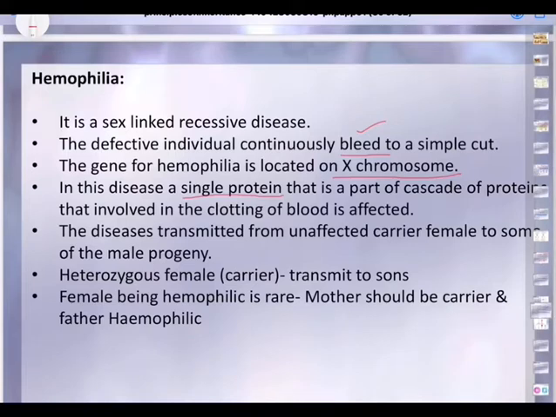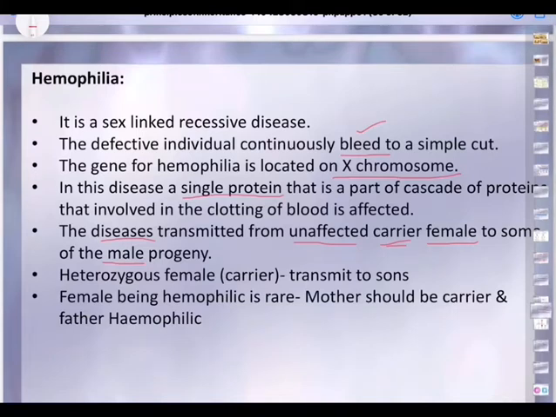The gene for hemophilia is located on the X chromosome. So it is sex chromosomal inheritance, and in particular X chromosomal inheritance. In this disease, a single protein that is part of the cascade of proteins, meaning the group of proteins involved in the clotting of blood, is affected. So there won't be clotting of blood. That is the problem. The disease is transmitted from an unaffected carrier female. See, unaffected. Why unaffected? The female is unaffected because she is only a carrier.